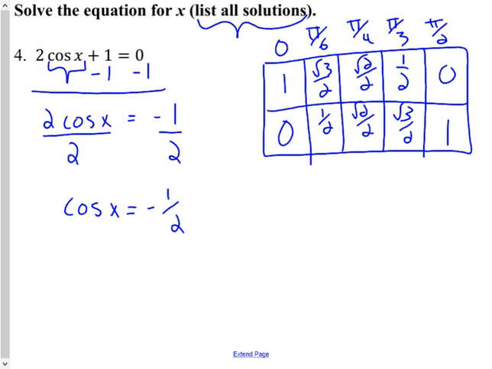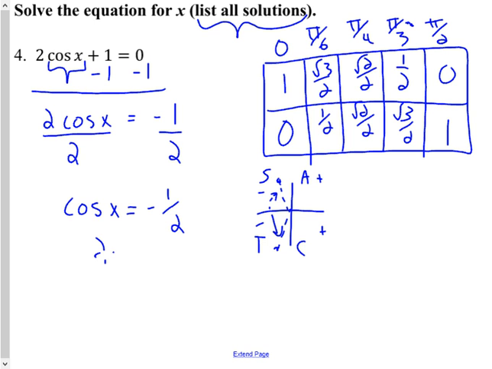Now, it did say all solutions. So where does cosine equal negative half? Now, all students take calc. Cosine's positive in quadrants 1 and 4, negative in 2 and 3. So we're at negative half somewhere here and here, right? And so those values are where? Right here, it's the pi over 3 reference angle in quadrant 2 and quadrant 3. So this is going to give us 2 pi over 3.